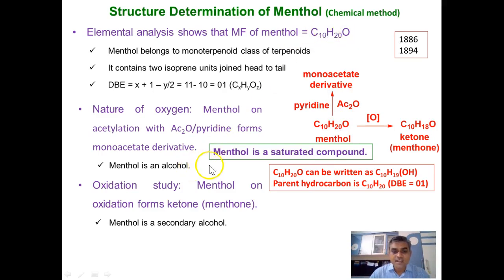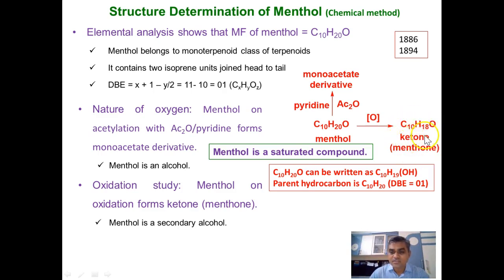Now alcohols are of 3 types: primary alcohol, secondary alcohol, as well as tertiary alcohol. Now the question is, what is this nature? For that, the next experiment is performed. Here the oxidation of menthol was performed, and the resulting product is C10H18O. The analysis of this compound has shown that it is a ketone, and it was called menthone.